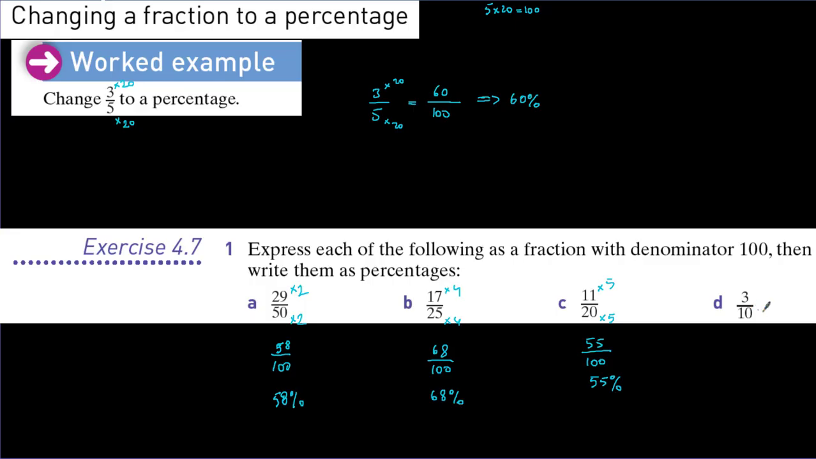I need to make the denominator here 100. So multiply by 10, numerator multiply by 10. The answer is 30 over 100, which is 30%. It has to be.